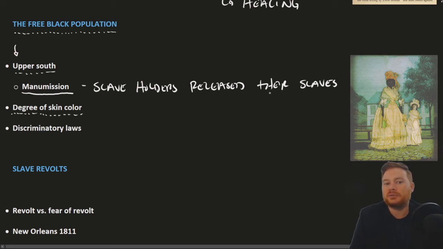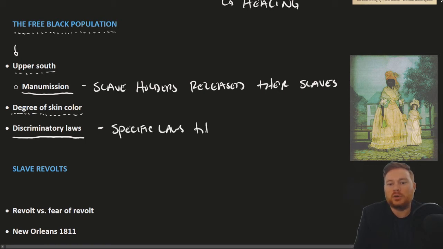And even though the free Black population was not enslaved, there were plenty of discriminatory laws that did not make them equal to their white counterparts. So these were specific laws that only applied to Blacks and not whites.